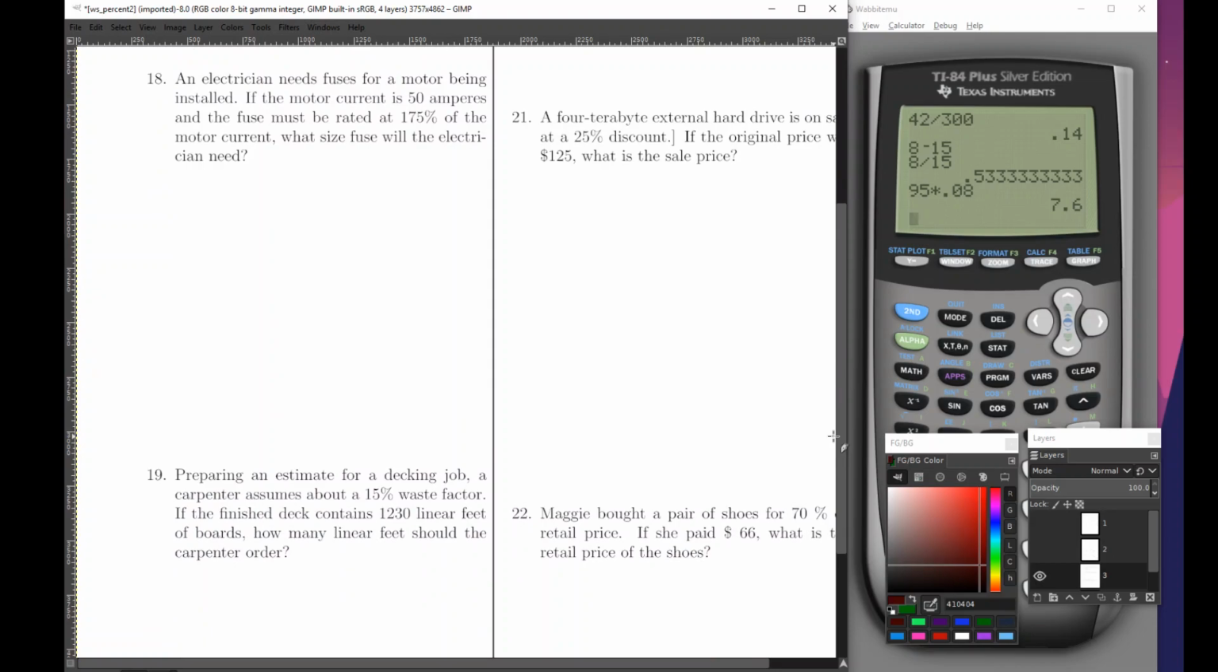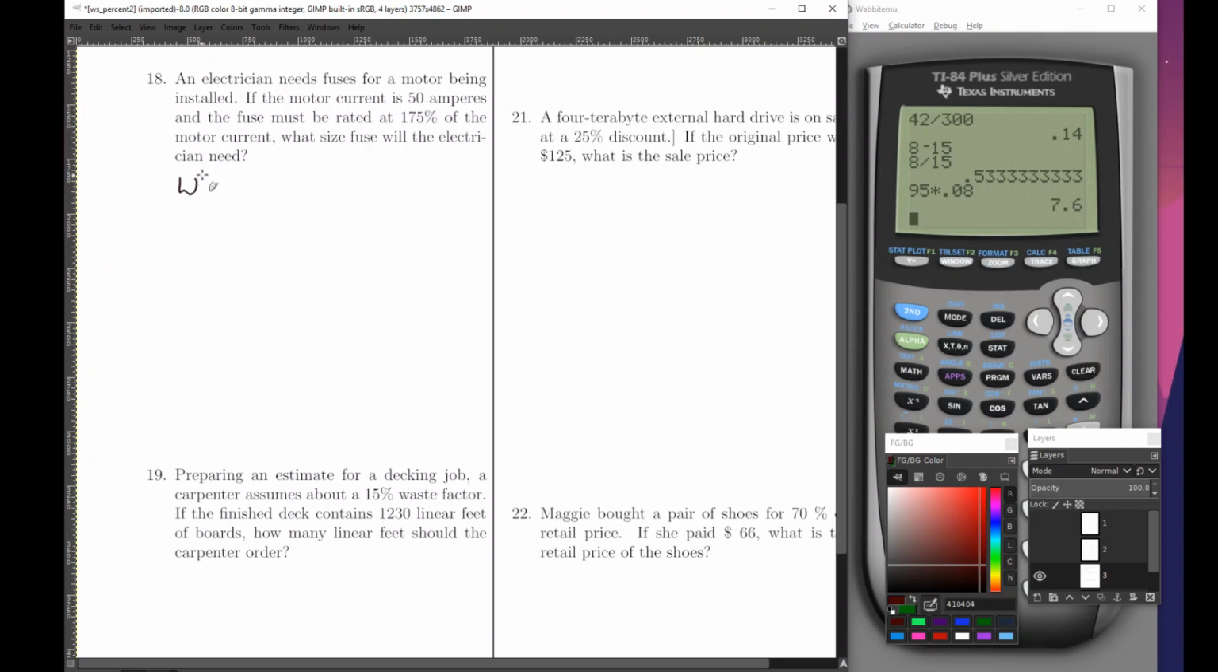Let's do number 18. An electrician needs fuses for a motor being installed. If the motor current is 50 amperes and the fuse must be rated at 175% of the motor current, what size fuse will the electrician need? This is, again, like the previous problem.